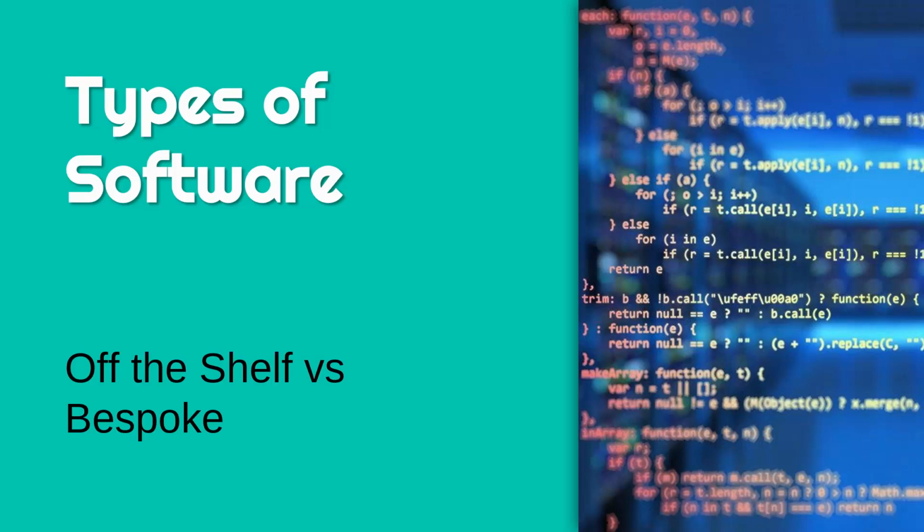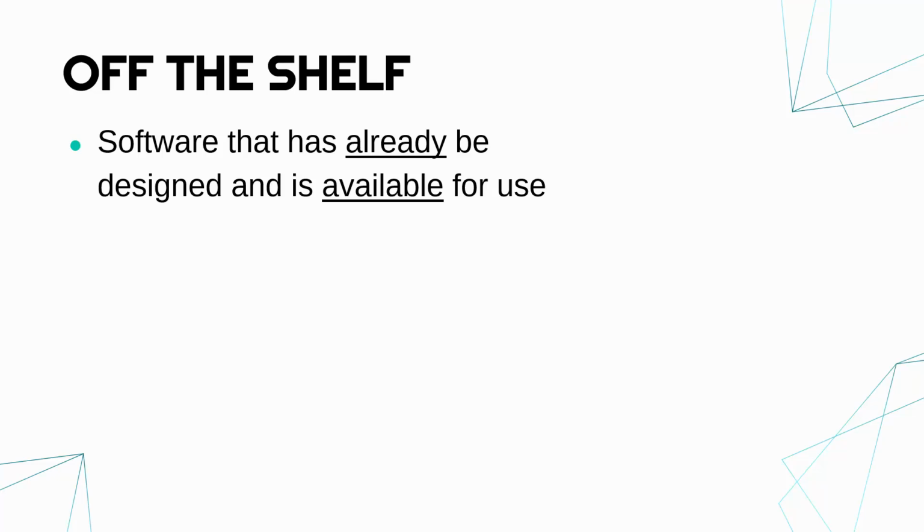Hi, now looking at two more types of software which are really direct comparisons of each other, or direct opposites I suppose, off-the-shelf and bespoke software. So first of all, off-the-shelf, a slightly strange term. So this is software that has already been designed and is available to use straight away.